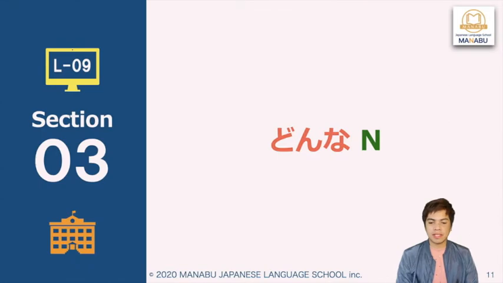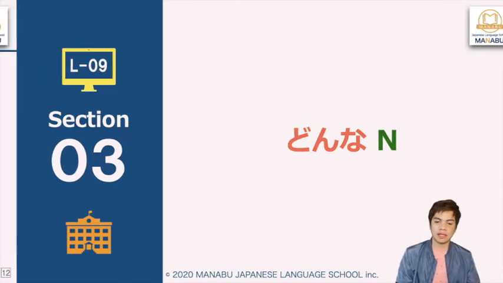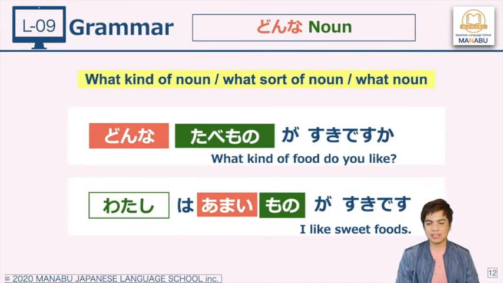Grammar point number 3, donna noun. Donna noun means what kind of noun or what sort of noun. So in this example, donna tabemono ga suki desu ka? So what kind? Donna tabemono, foods. What kind of foods?